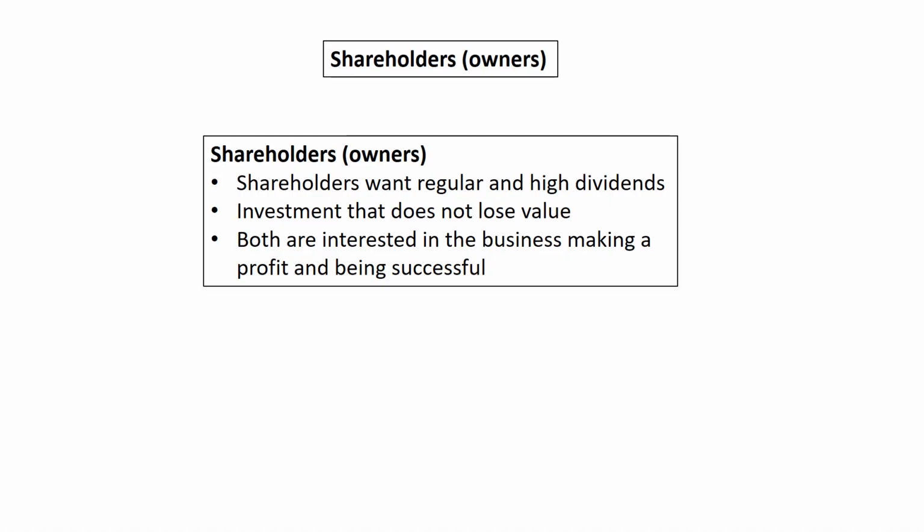Shareholders want a steady return on their investment. They want to be rewarded in terms of dividends. They want regular and high dividends. They want to know that their investment in the business does not lose value. They would want the business to be making a profit. Shareholders also care about the share price because they own shares, and if they want to sell their shares, they want to be able to receive a good price for them. Both owners and shareholders are interested in the business growing and being successful.